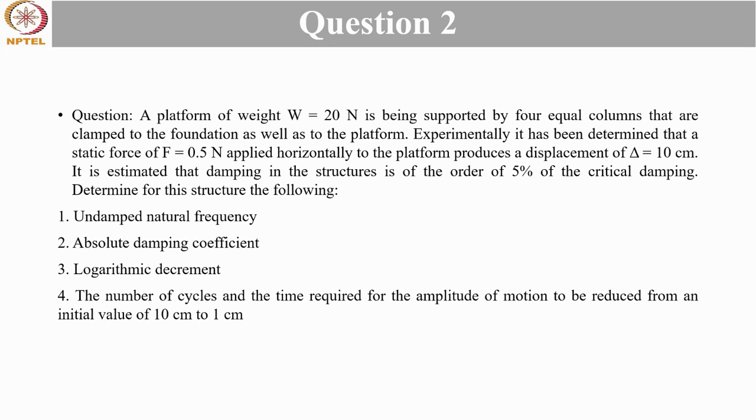Experimentally, it has been determined that a static force of 0.5 Newton applied horizontally to the platform produces a displacement of delta equal to 10 centimeter. It is estimated that damping in the structure is of the order of 5% of the critical damping. Determine for this structure the following: undamped natural frequency, absolute damping coefficient, logarithmic decrement, the number of cycles, and the time required for the amplitude of motion to be reduced from the initial value of 10 centimeter to 1 centimeter.